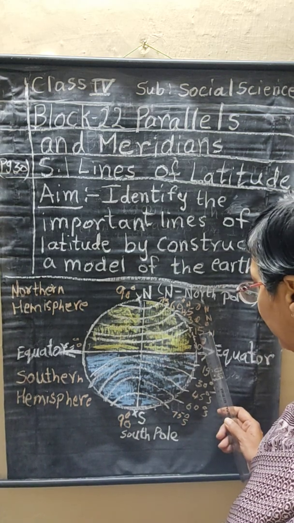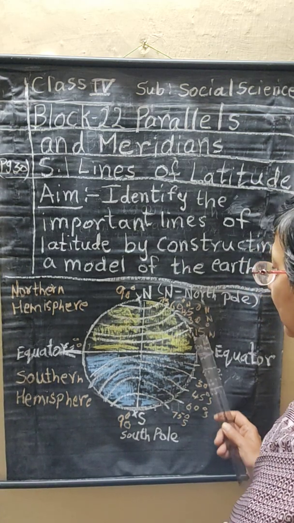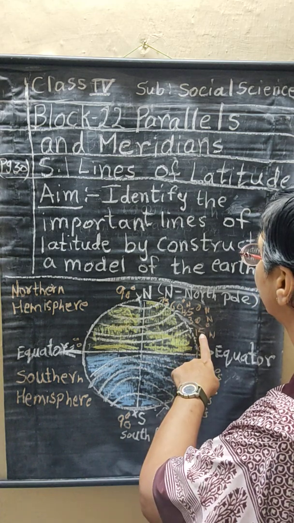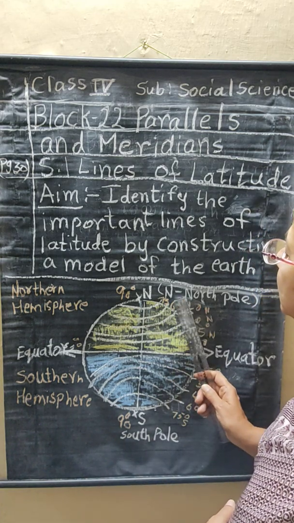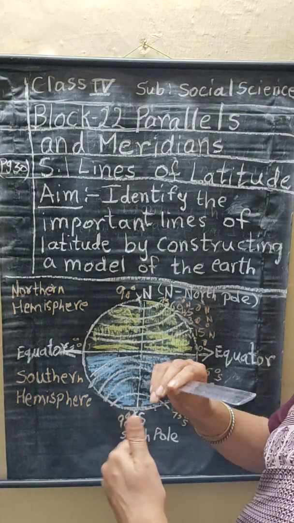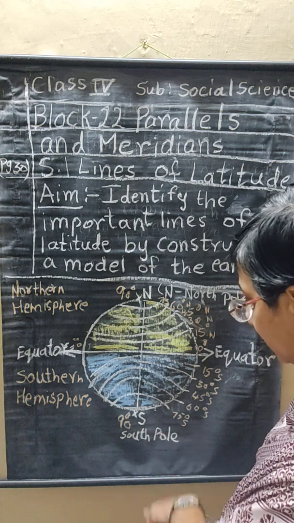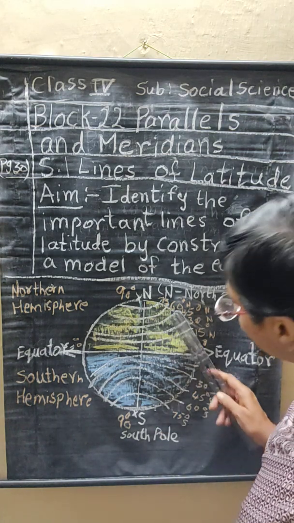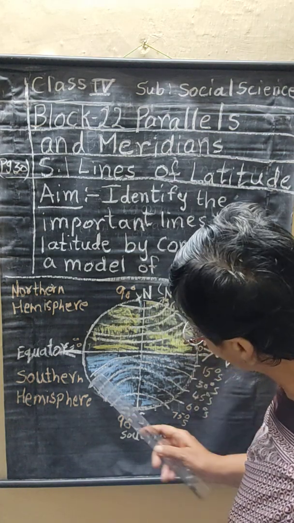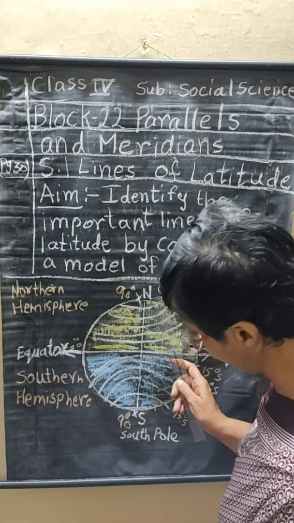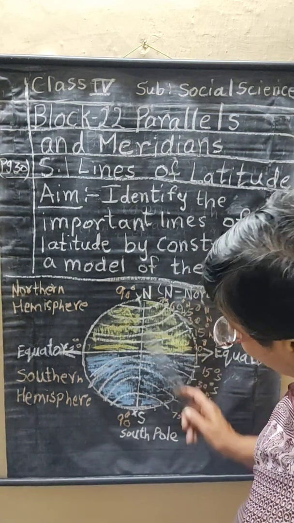Then the first line will be 15 degree. Slowly it is increasing. The degree is increasing. 15 degree, 30 degree, 45, 60, 75. That is a gap of 15 degrees. Here that is north and this is south. Now this line, this is the equator. This is north and south. Now what about this degree?